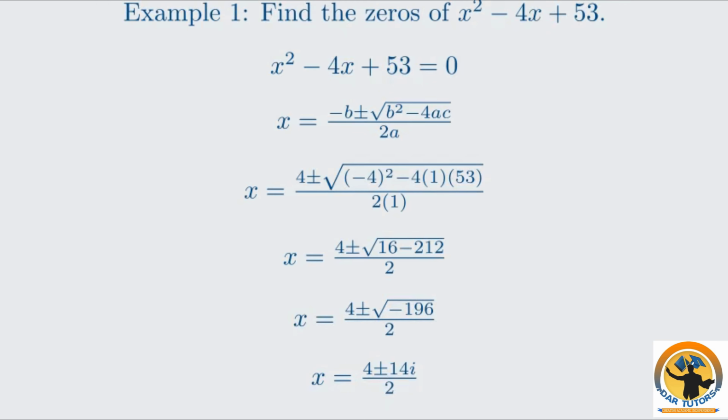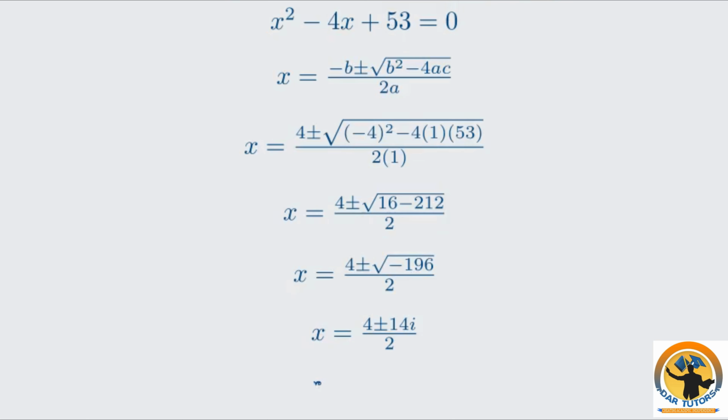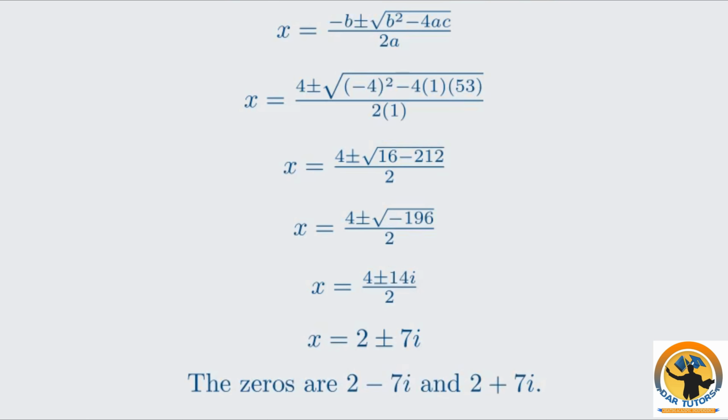The square root of negative 196 is 14i, where i is the imaginary unit. So x equals 4 plus or minus 14i, divided by 2. Dividing by 2, we find the zeros are 2 plus 7i and 2 minus 7i. Notice that these are a complex conjugate pair. Now for a cubic polynomial.